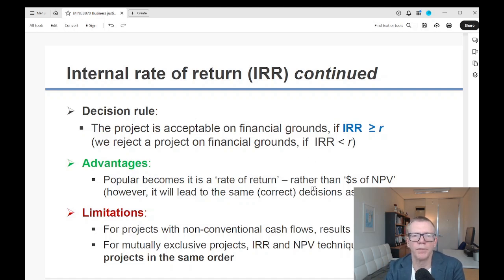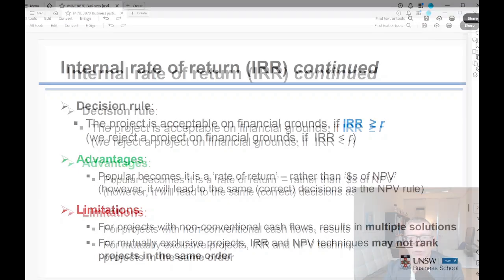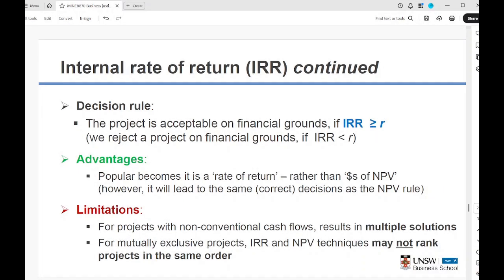One thing to be aware of if you're just looking at internal rates of return is that when you start getting unusual patterns of cash flows, so positive net cash flows followed by negative net cash flows, then you end up getting multiple solutions. So the model tends to break down a bit.